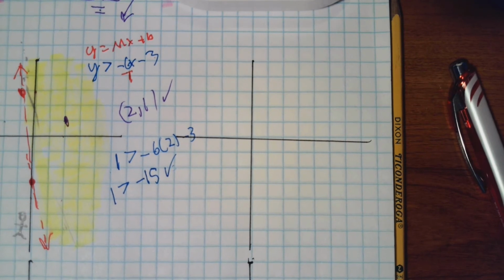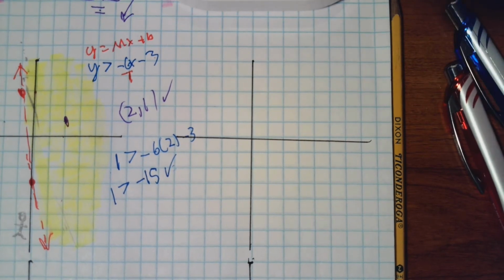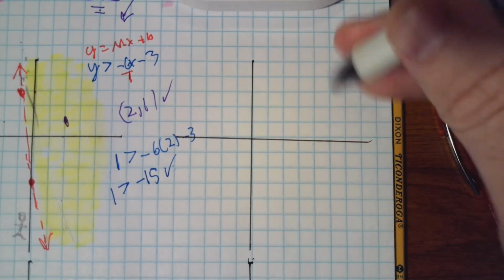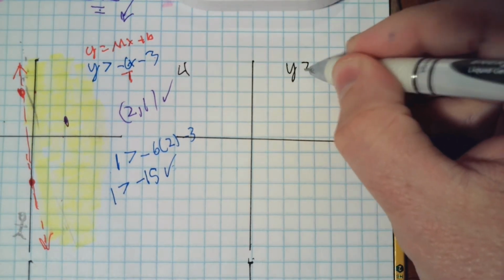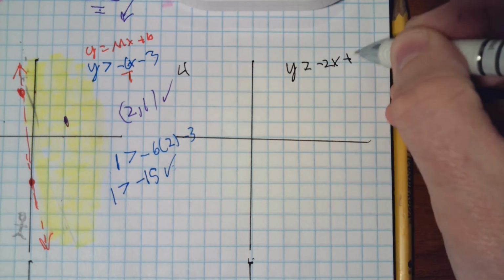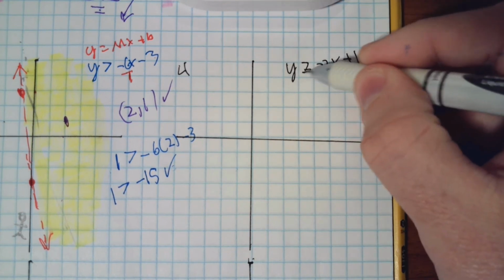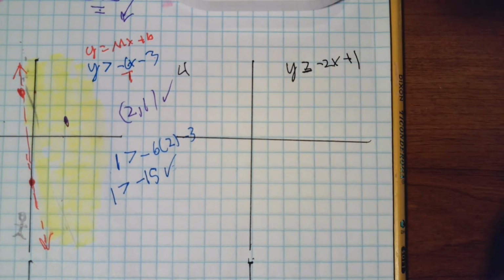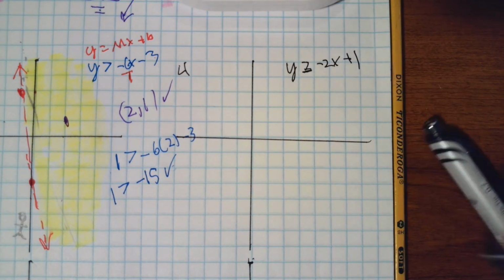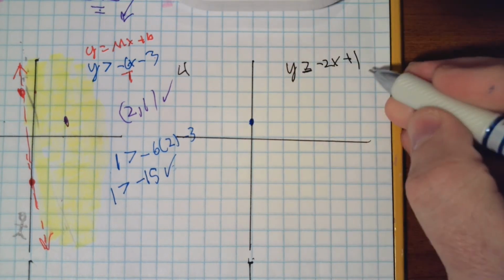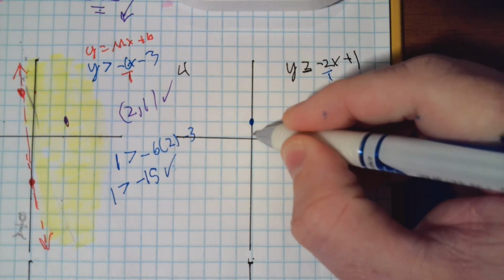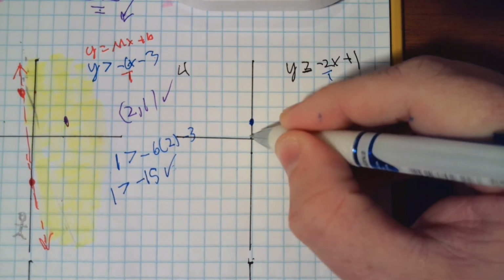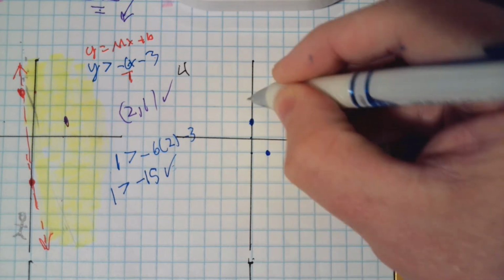Okay, let's move on to 4. Like I said, I'm going to do several of these so we can get the general idea. All right, we're going to graph this again. This is 4. y is greater than or equal to negative 2x plus 1. Okay, and let's look at this here. So we're going to begin on 1, the y-intercept, and this means to go down 2, right 1, and it's going to be a solid line.